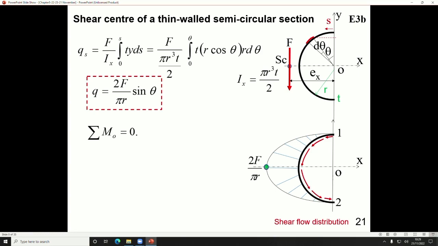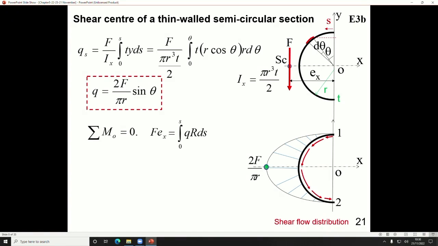So the external force F times e_x gives us the external moment created. And the resisting moment is coming from the material because of the shear forces applied here. And we use the integral of q r ds from s to zero. That's the equation you saw, where r comes from. r depends on the geometry we are analyzing.